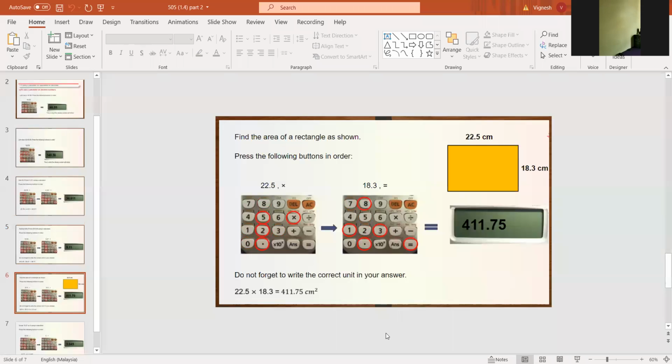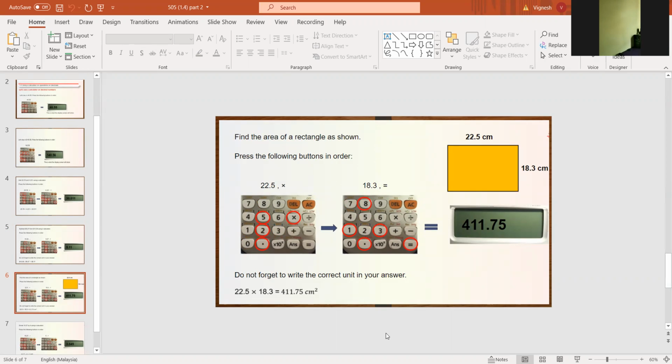Okay, this one, find the area of a rectangle. Press the following buttons. How to find the area? Of course, length times width, or length times the breadth. Correct or not? Correct? Yes, Daniel, I can hear you. How do you do 22.5 times 18.3 working? How do you do that?